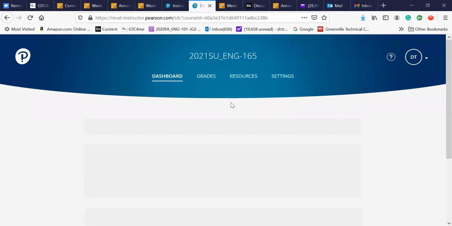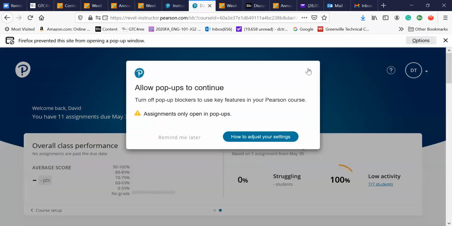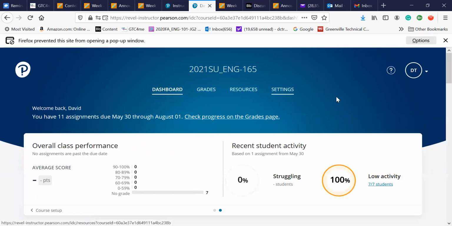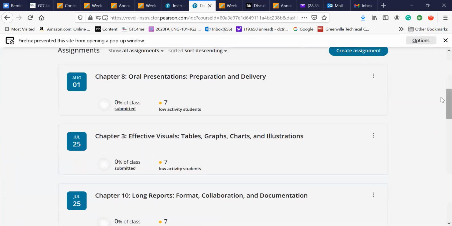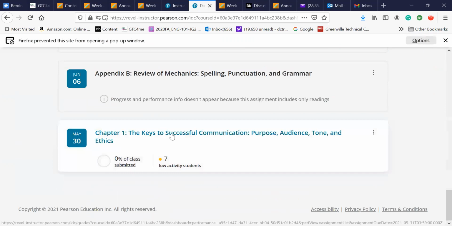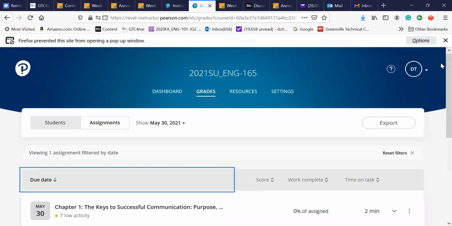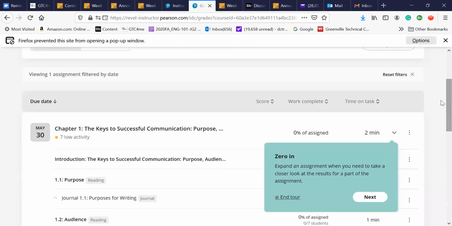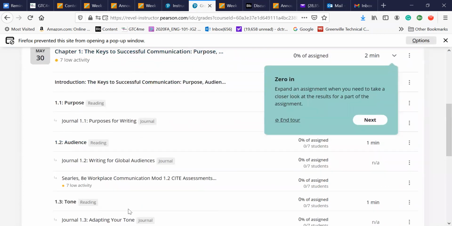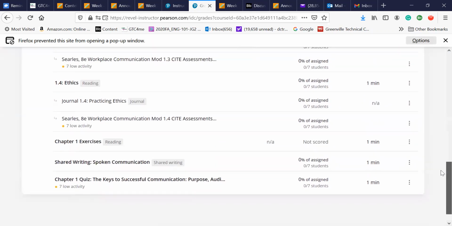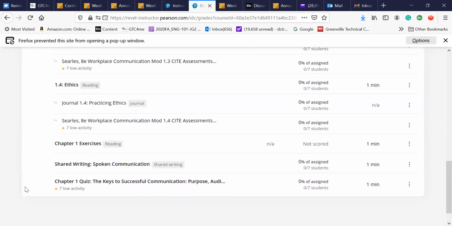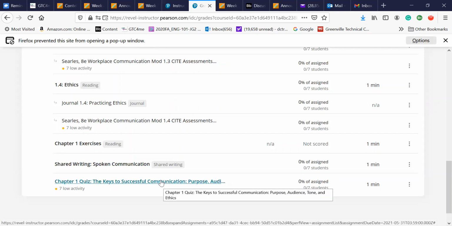All right, part of chapter 1 does involve some assignments that you have to do within chapter 1, and this is part of Revel. So you'll see when you log in, it'll make it clear what the assignment is for this week. Chapter 1. So you're going to be reading all of chapter 1 here, and then completing the shared writing and the chapter 1 quiz.